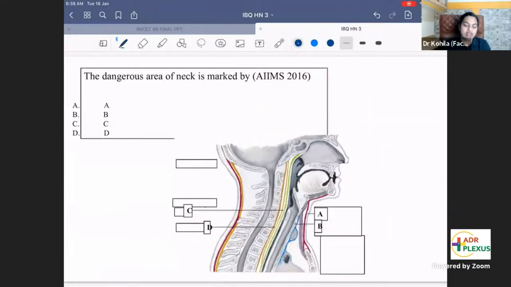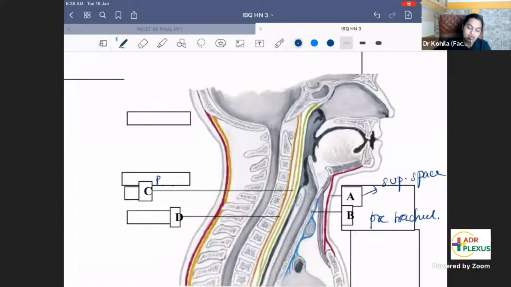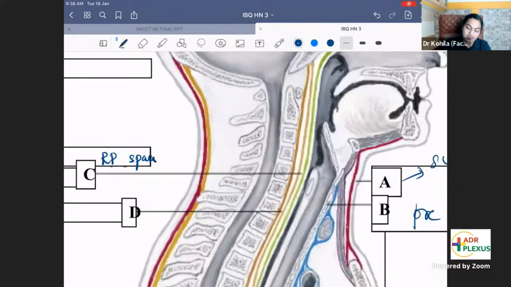Next question. The dangerous area of the neck is marked by, yes, which one? Answer, please. So what is A? A is the superficial space, subcutaneous space. B is the pretracheal space. C lies immediately behind that green line, that's the retropharyngeal space. And D, okay, between the dark orange and the light orange, that's the danger space of the neck.